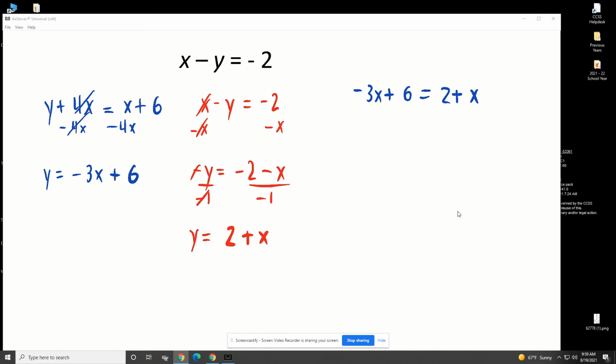Distribute? Alright, move the x over. Yeah, let's move the x over. Which one? You want to move the negative 3x or the plus x? Plus x. You want to move that? That's fine. We will. Let's subtract x.